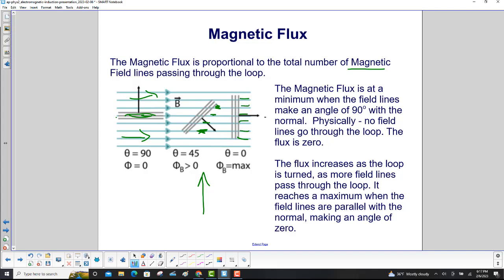So the flux is increasing as a loop is turned, as more field lines pass through the loop. It reaches a maximum when the field lines are parallel with the normal. So here's the normal, and here are the field lines parallel. That makes an angle of 0. So you have maximum flux when theta equals 0, minimum when theta equals 90 degrees.